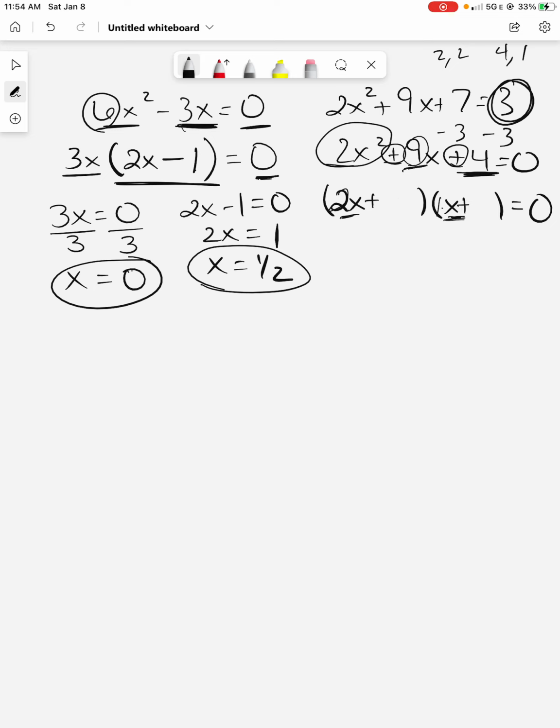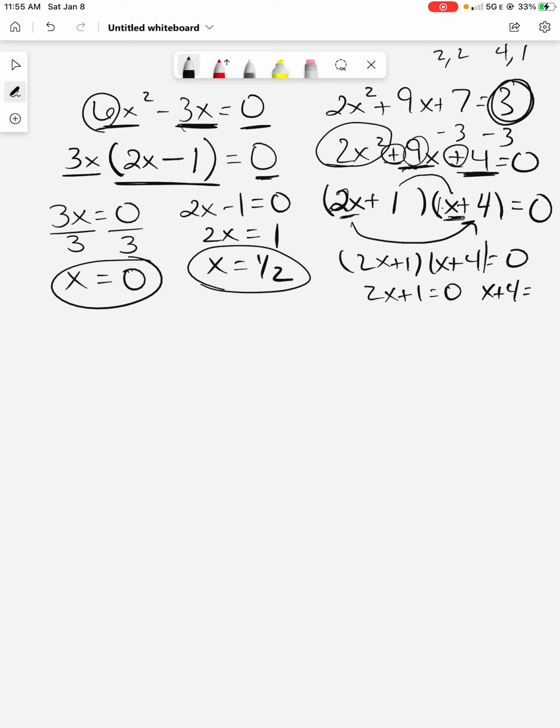Now let's try 4 and 1. If I put a 4 here and a 1 here, when I multiply 2x and 4, I get 8x, and when I multiply x and 1, I get 1x. 8x plus 1x gives me the 9x that I need. So those are the correct factors: 2x plus 1 times x plus 4 equals 0. Now I have 2 factors multiplied together that equal 0, so I can set each factor equal to 0 and solve.